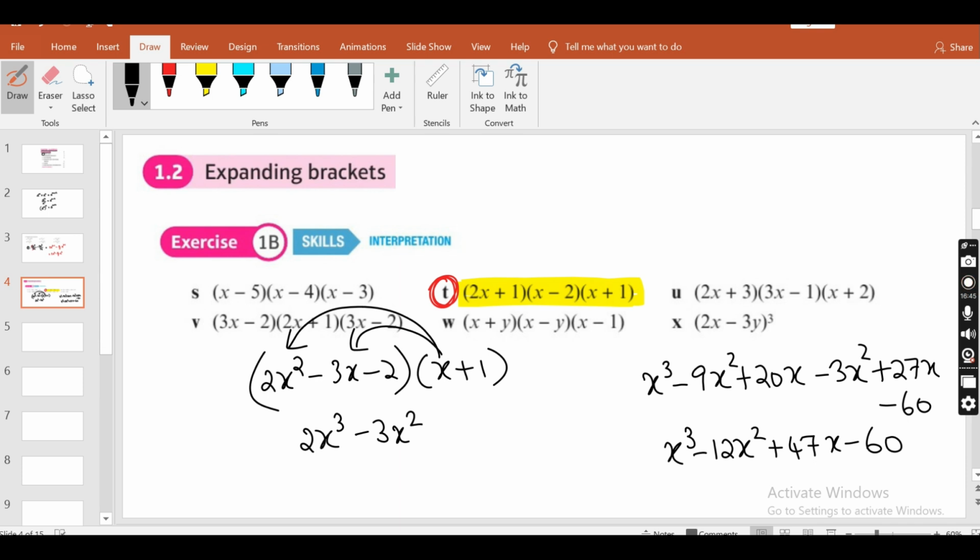Okay, so basically the way you opened it, you are supposed to get 2x cubed plus 2x square minus 3x square minus 3x, that's correct. Minus 2x minus, rest all correct, only this term is wrong.